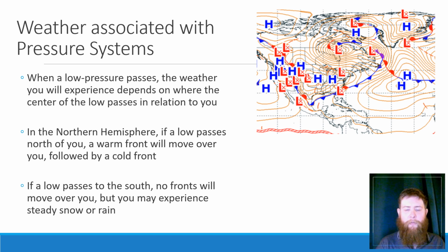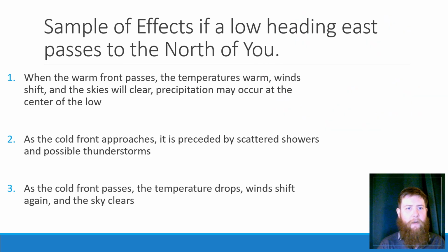So let's talk about when it moves to the north of you, because I think that's the more complicated part of this. If it's heading east, so it starts in the west and goes east, and it's moving to the north of you, you're going to have the warm front pass over you. As it does, the temperatures are going to warm, the winds will start to shift, and the skies will clear. If you're towards the center of the low, you may get some rain, but you're going to start to get more rain as the cold front approaches.